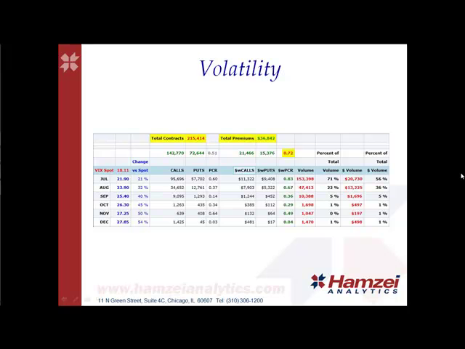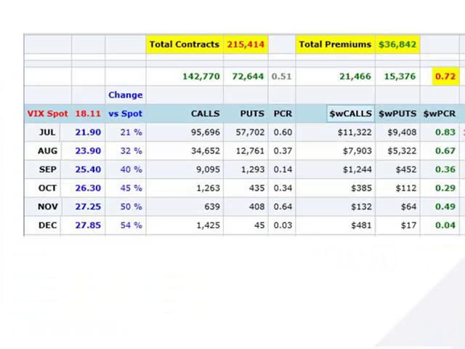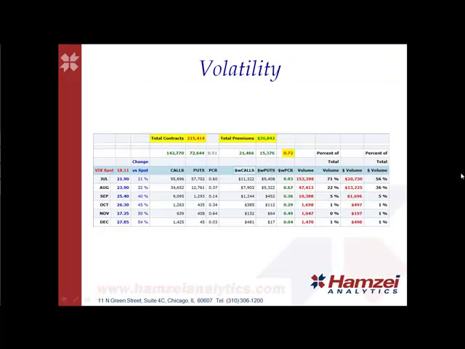For the volatility, there were 215,000 contracts traded on the VIX today with 36 million in total premiums paid. Some light volume here today, as you could see. On the dollar-weighted put-call ratio for July, we saw a 0.33 reading, kind of neutral to bullish, with 56% of the total premiums paid. On August, we saw a 0.67 neutral reading, with 36% of the total premiums paid.